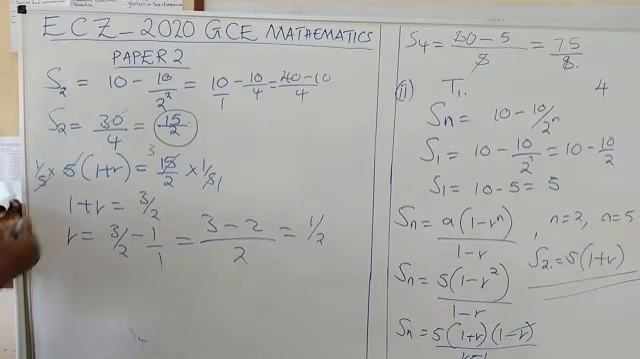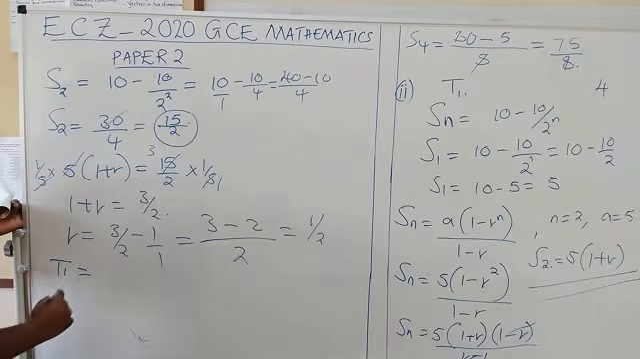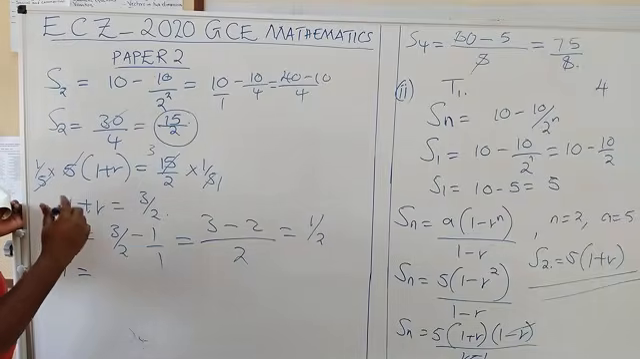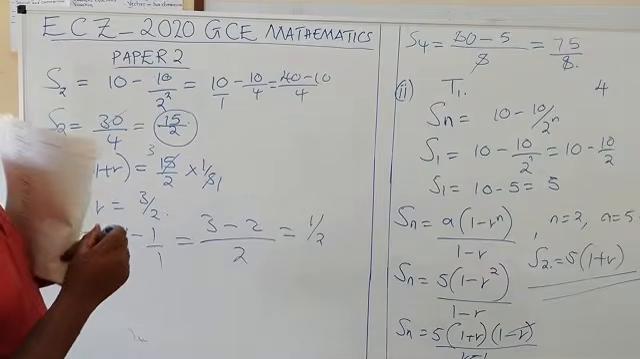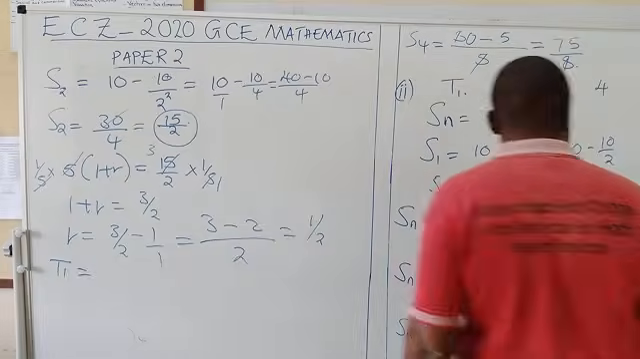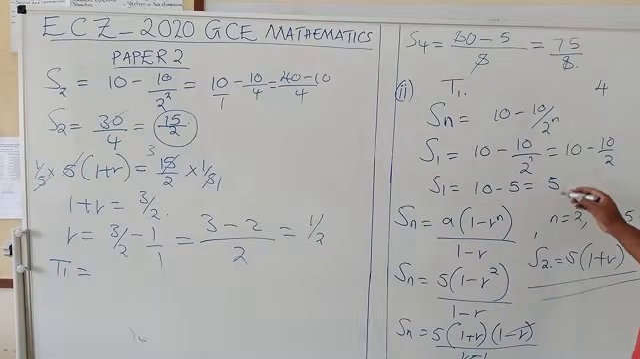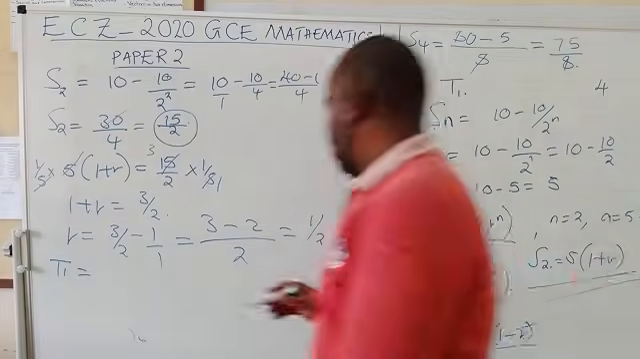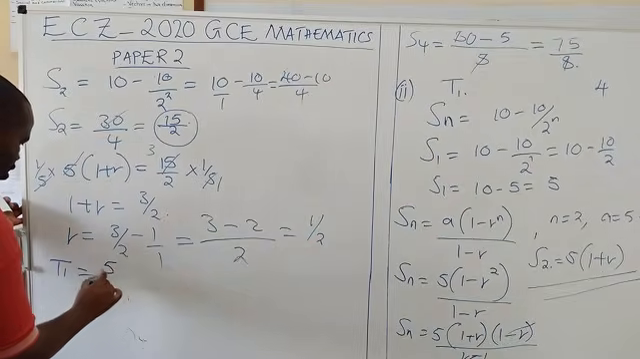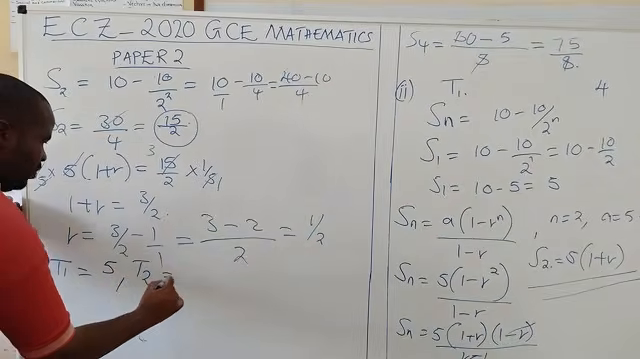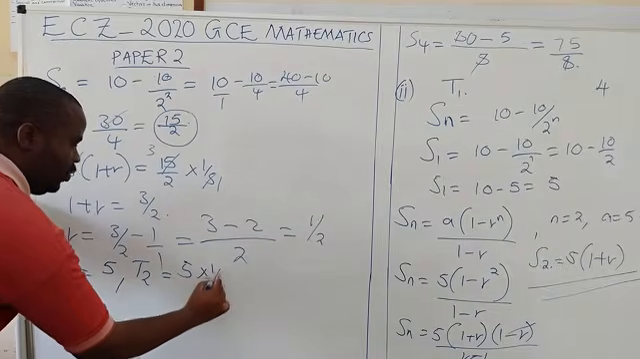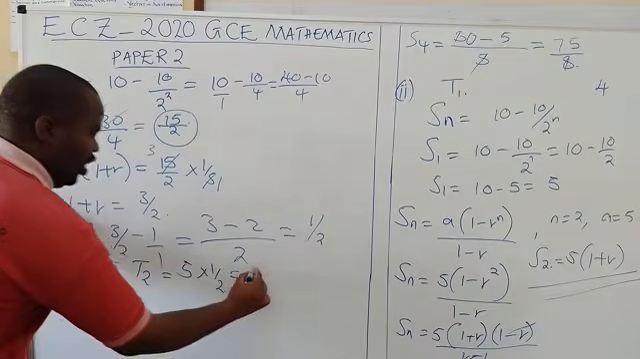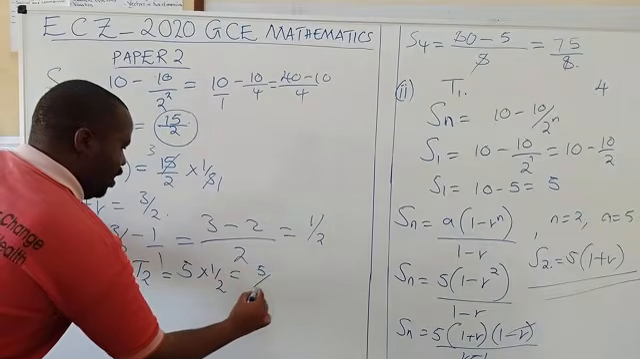Now, what we are going to do is, we know our first term. So T1 is equal to what? We got 5. Yes, we got 5. A is 5. The sum of the first term we got 5, so A is 5. So the second term is found by saying first term, which is 5, by the common ratio, 1 over 2. So here it will be 5 over 2.